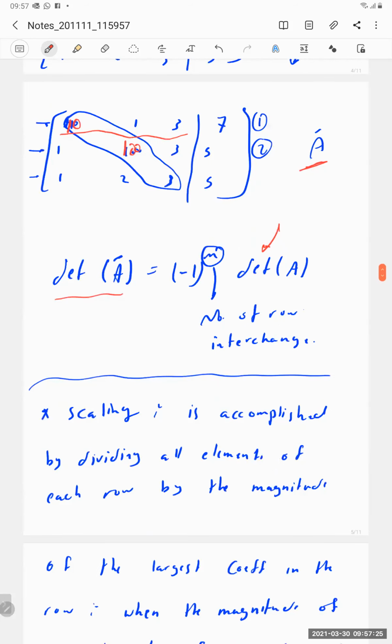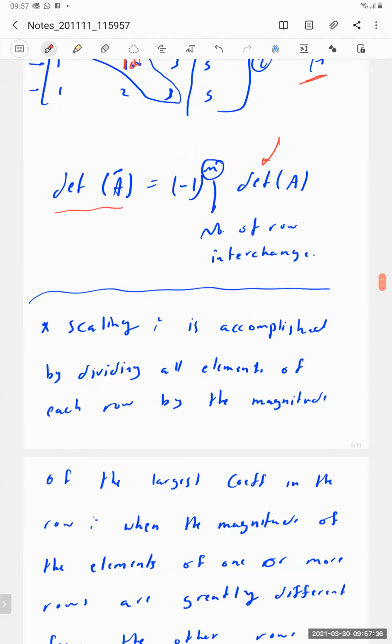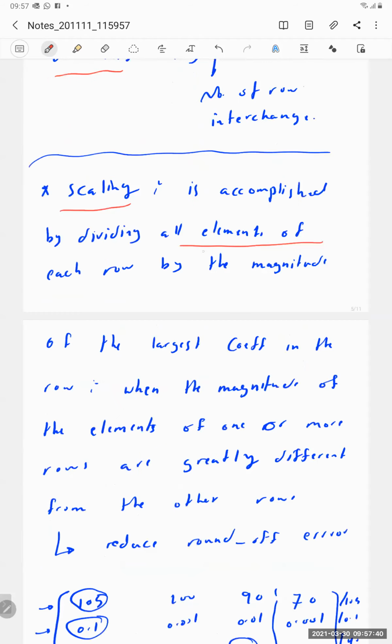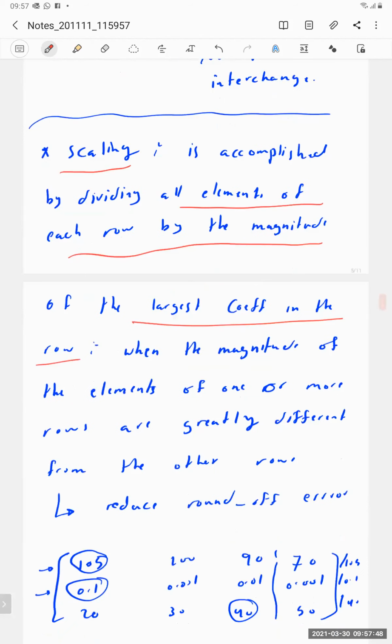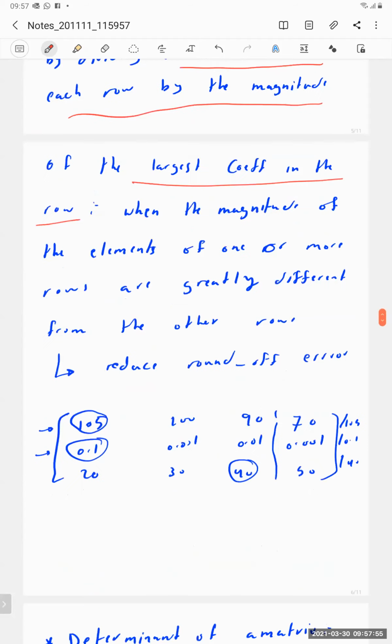Scaling is accomplished by dividing all elements of each row by the magnitude of the largest coefficient in the row. بتروح بتدور على largest coefficient of the row في كل row وبتقسم عليه عشان تعمل scaling. فبالتالي بصفي عندك كل الروز between whatever minimum number تبعهم والماكسيمم راح يكون 1. So if the magnitude of the elements of one or more rows are greatly different from the other rows, we're gonna reduce the round off error.